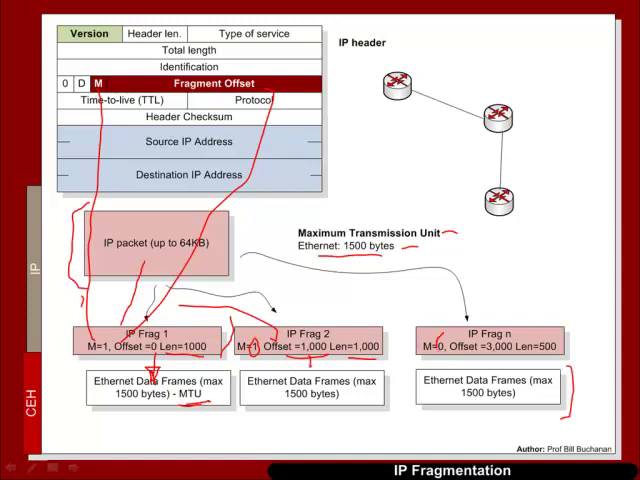So at the very end, the more flag is not set, and then there's an offset, and then we get the tail end of the IP packet at the end. So in this way, routers or devices can actually build the original data packet back up into its original form, in this case into the larger IP packet.